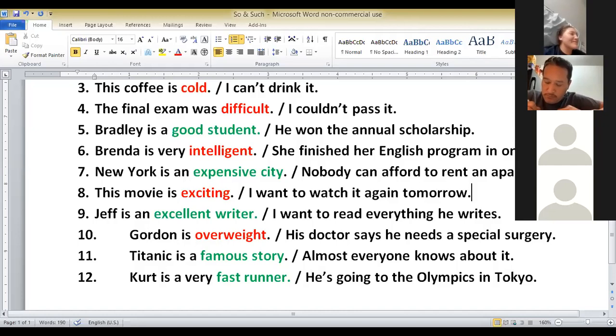Leonardo, how about number 10? Gordon is overweight. Oh, Leonardo, you've got to turn on your microphone. Hello. Okay, all right, there you go, Leonardo. Number 10. Gordon is overweight.